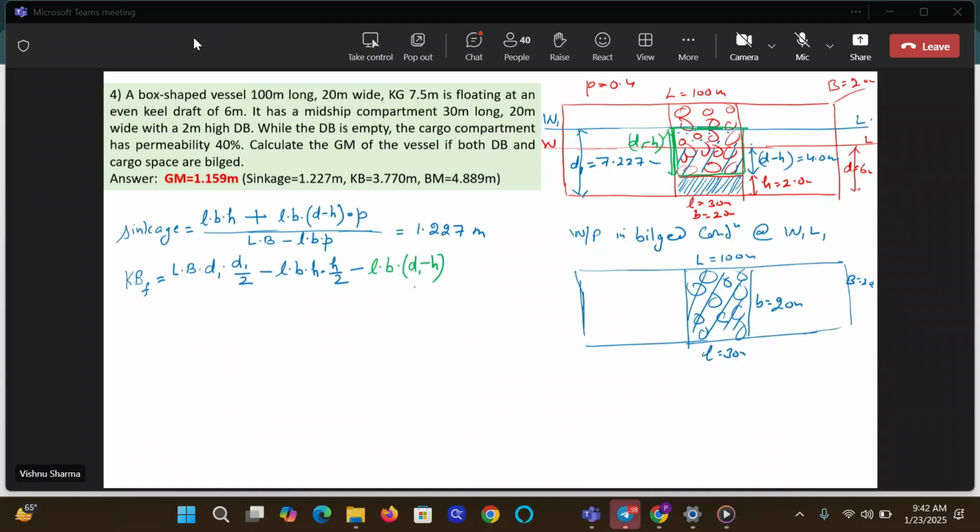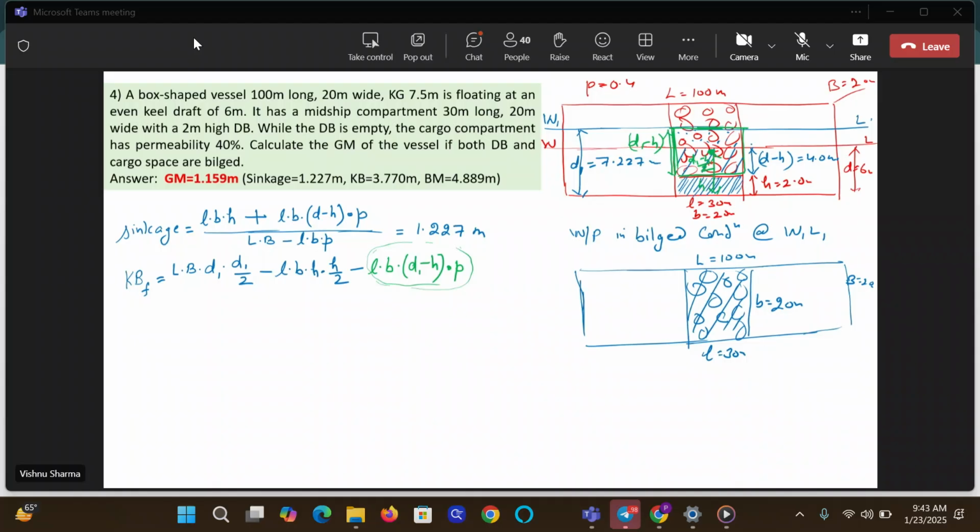And this would be the volume which is not contributing to buoyancy if it was empty. But it has permeability, so this will reduce in the same proportion. This is the volume in the cargo space which is under the water but not contributing to buoyancy. Where will be its geometric center? Geometric center would be here. What will be the lever? Lever will be half of D1 minus H, plus H.